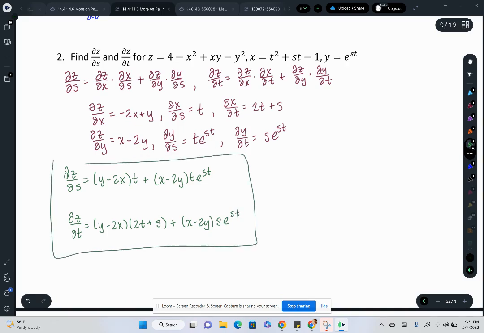These are my final answers. I'm not going to mess with them anymore. There's really no need, right? So what we would be interested in with these is actually knowing some x, y, t, and s values and calculating a numerical value for the change in z with respect to s or the change in z with respect to t.